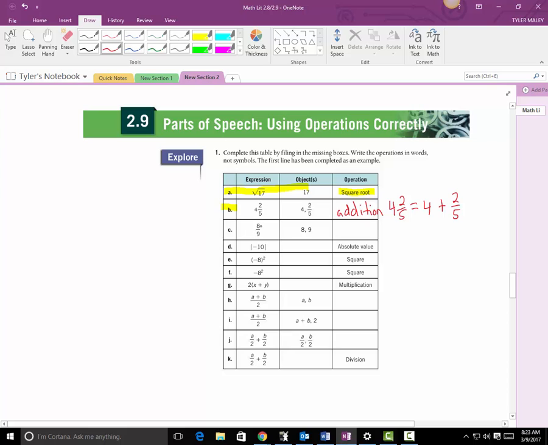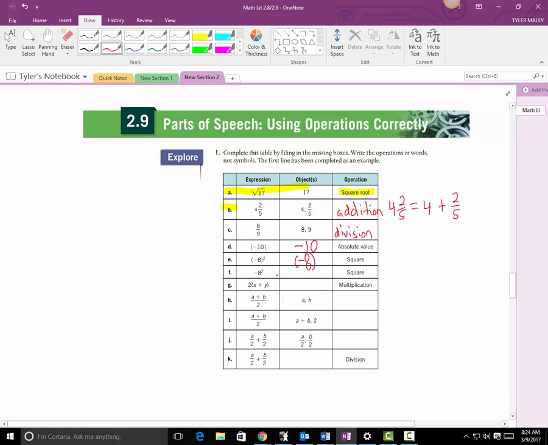So then part C, we have 8/9, right? So my objects are 8 and 9, and the operation in between those would be division, right? The next item, we have absolute value of -10, right? We're already told the operation is absolute value. So my object is what am I doing the absolute value to? And that is -10. Right? So then part E, we're told the operation is square, and what's the object that we're squaring? The object that we're squaring is -8.